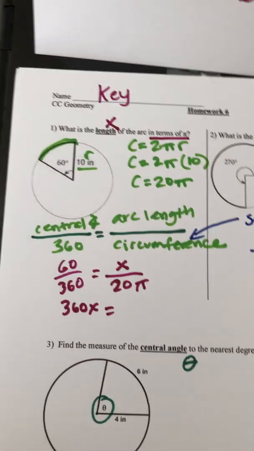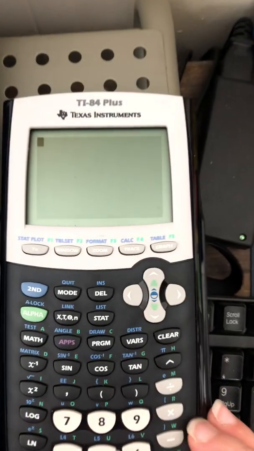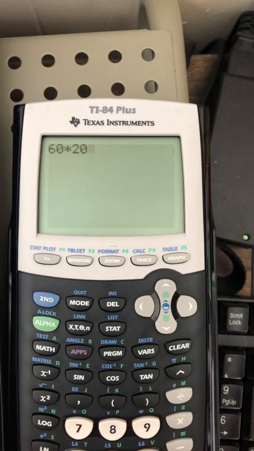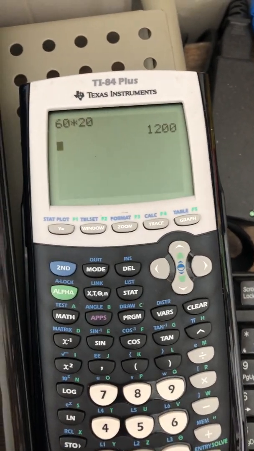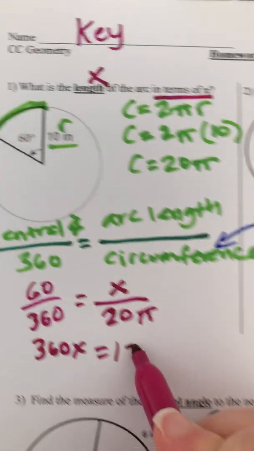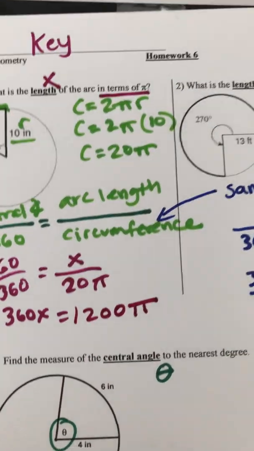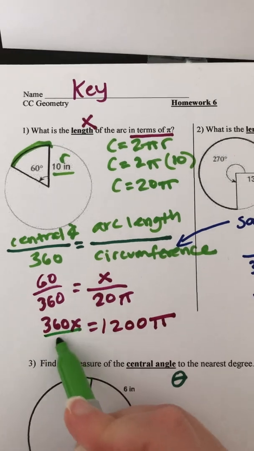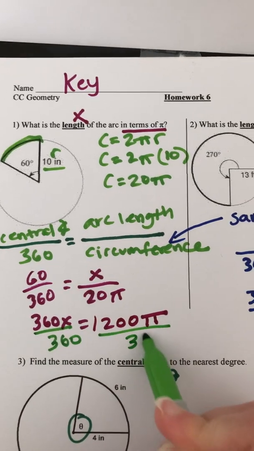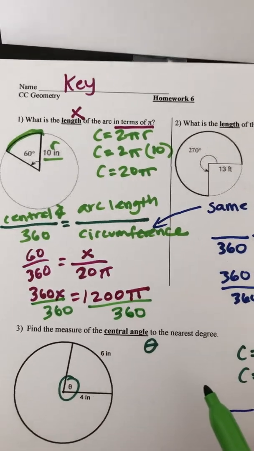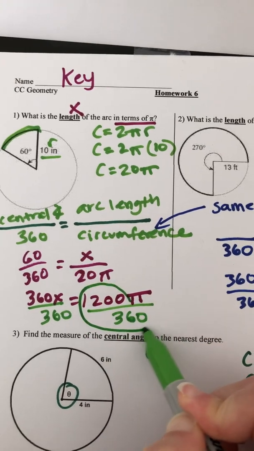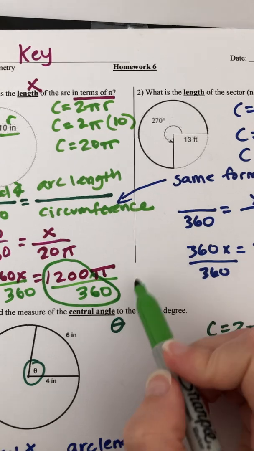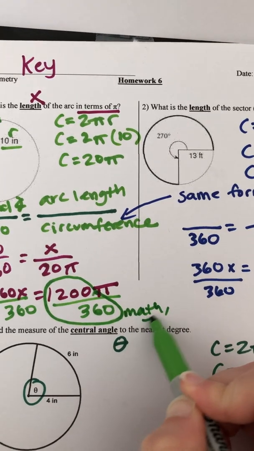So we go to our calculator and we do 60 times 20. Want to leave it in terms of pi, we get 1,200 pi. Now we need to get rid of the number next to the x, which is divide by 360. And again, our answer needs to be in terms of pi. So make sure you just divide the coefficient of 1,200 by 360, and we're going to press math, enter.